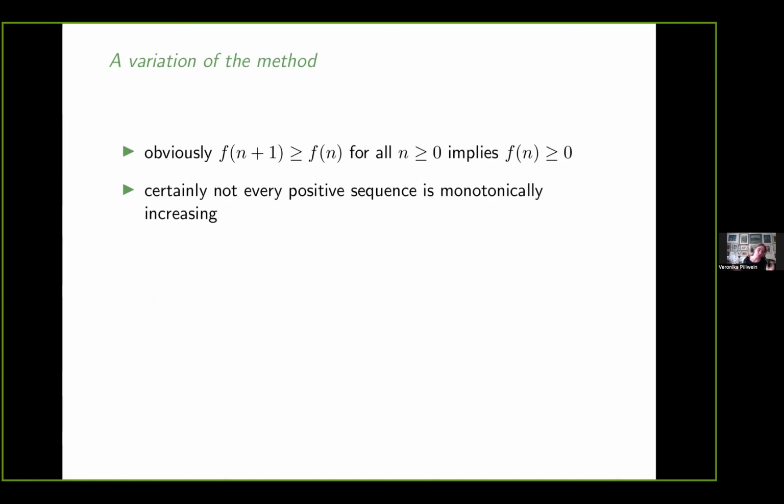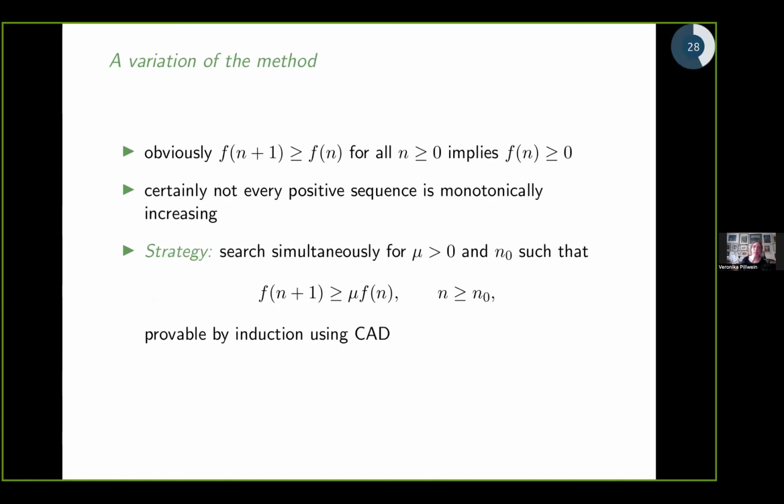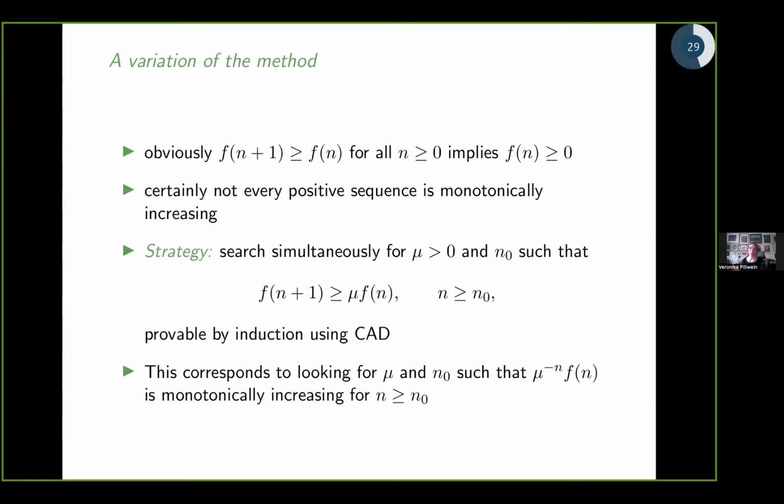So something that Manuel came up with at some point is, how about trying to make it monotonically increasing? So this is by searching simultaneously for a scaling parameter mu greater 0 that makes my sequence monotonically increasing, in a way that I can prove it using the initial Gerhold-Kauers method. So I look for the mu and some n0, from where on the sequence is monotonically increasing. So in the end, the scaled sequence is mu to the minus n times fn, if I proceed like this. And this works in many cases.